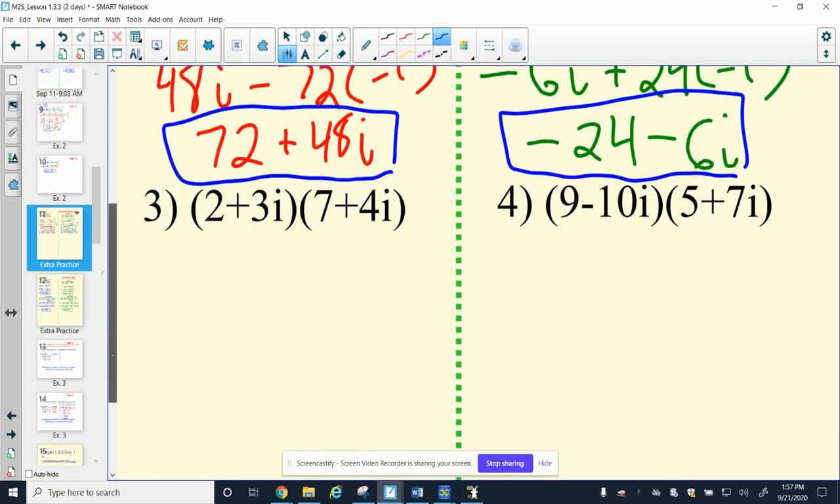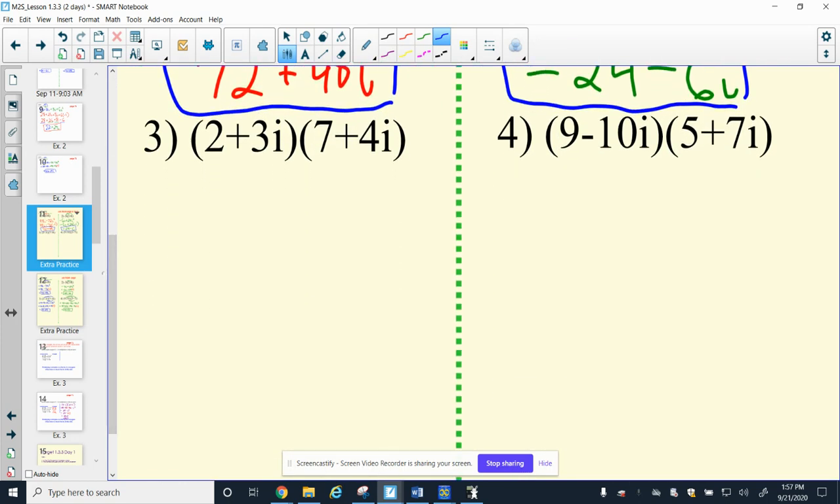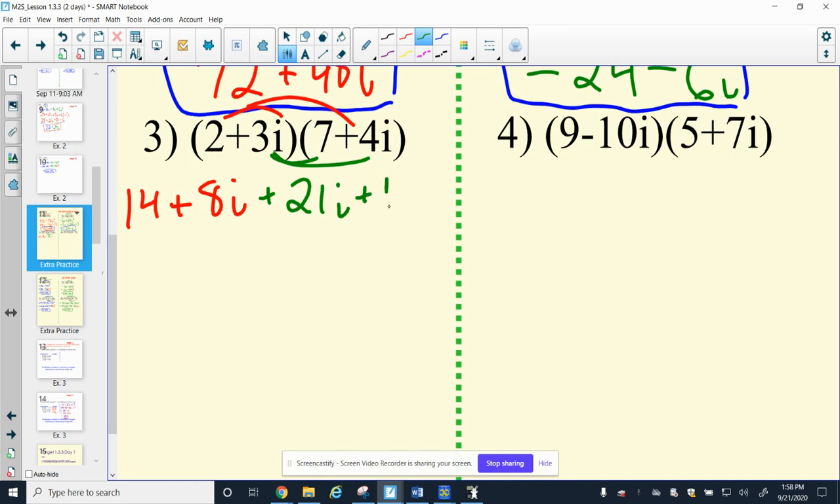All right. Why don't you guys try to do 3 and 4? Okay. Number 3, you've got to double distribute. We're going to multiply the 2 to both. So 2 times 7, 14. 2 times 4i, plus 8i. 3i gets multiplied to both. 3i times 7, plus 21i. 3i times 4i, plus 12i squared.